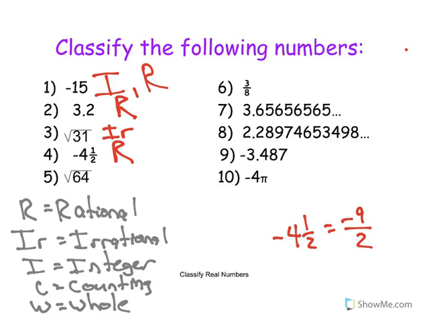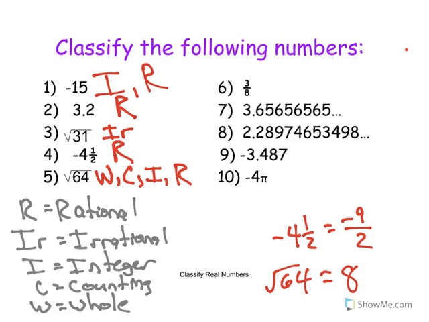Now this one's going to be an interesting one, right? The square root of 64. Well, I know the square root of 64 is 8. Now, technically, it can also be -8 if you want to get fancy, and we'll talk about that later on in the year. But for now, let's say the square root of 64 is 8. Well, 8 is a whole number, and it's a counting number, and it's an integer, and all of those make it rational. So some of these numbers will have multiple classifications.